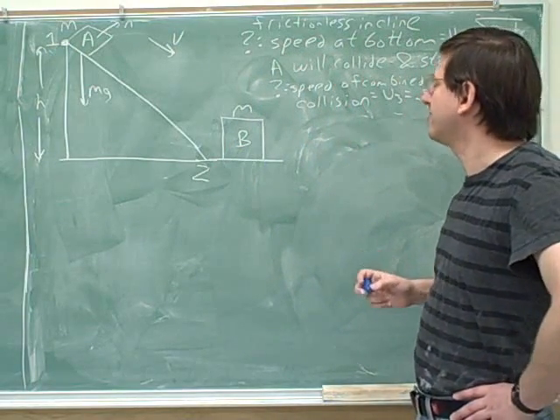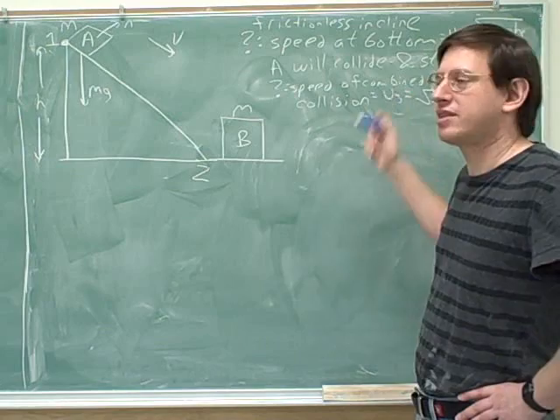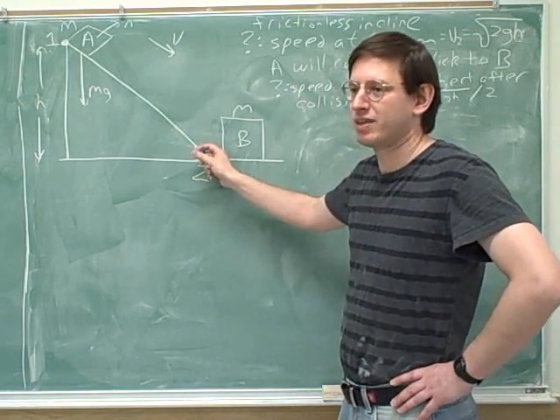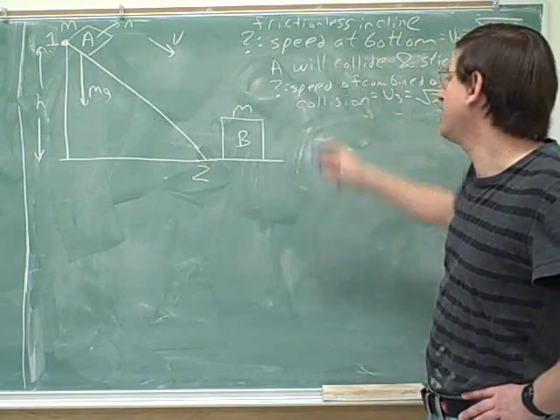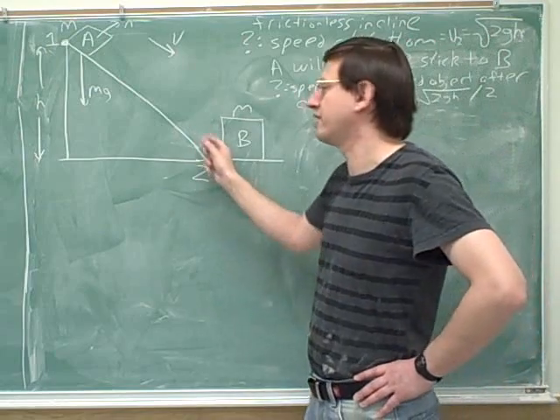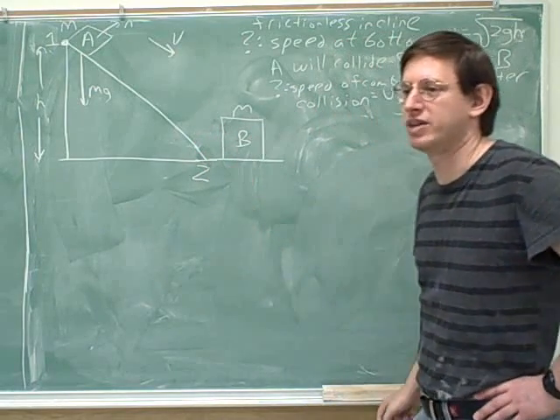And then we have to have enough physics sophistication to see that that's really two separate problems. First, we have to figure out what the speed of A is at the bottom. That would be our sub-question. And only then can we actually figure out the speed after the collision. So we have to see this is really first a conservation of energy problem and then a conservation of momentum.